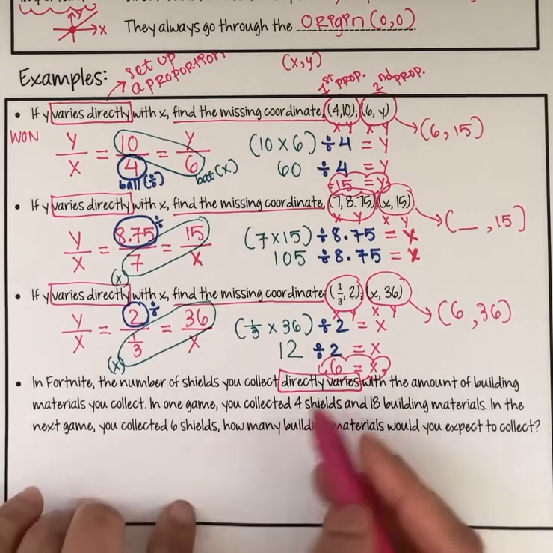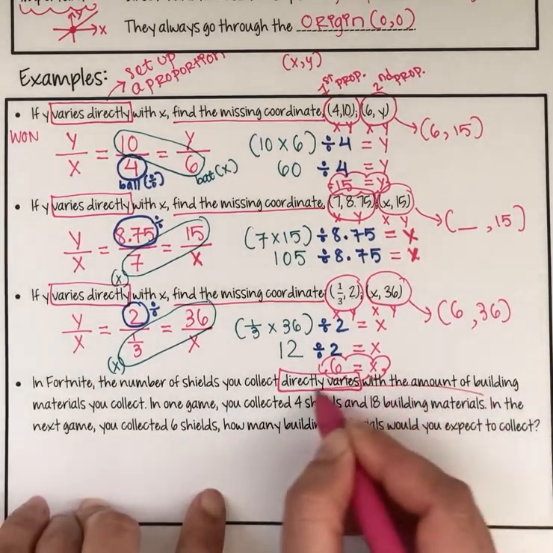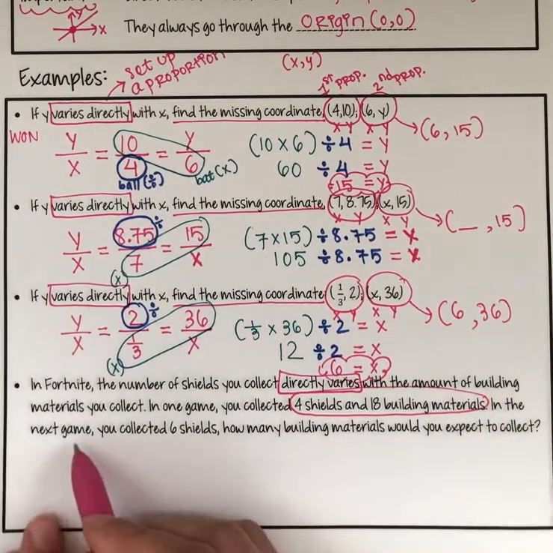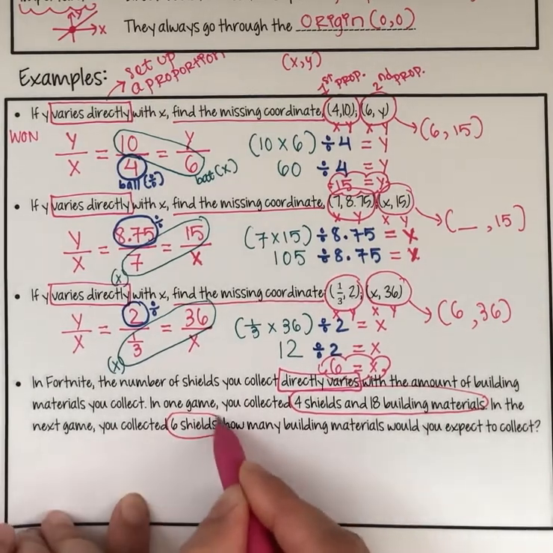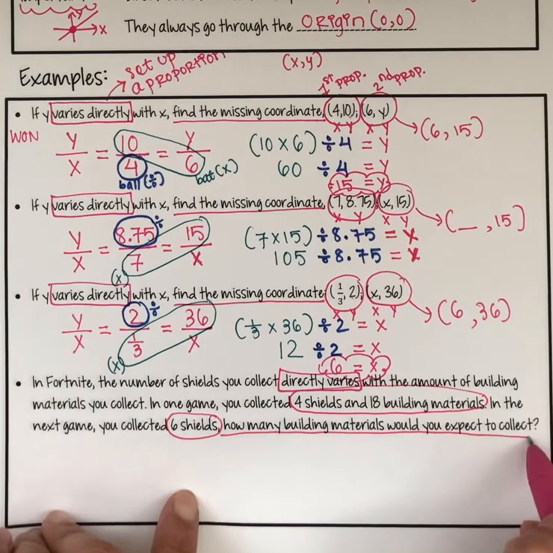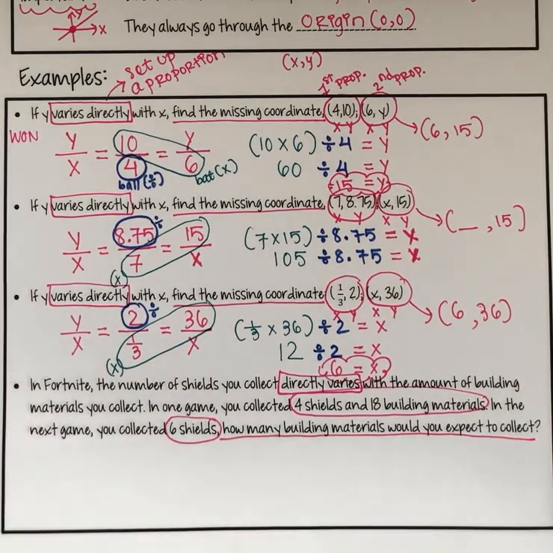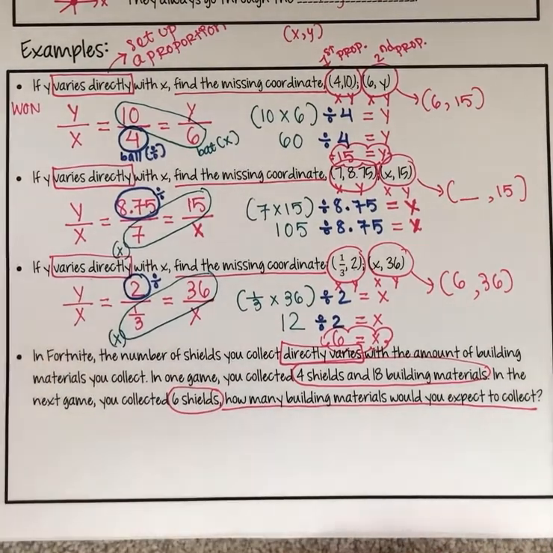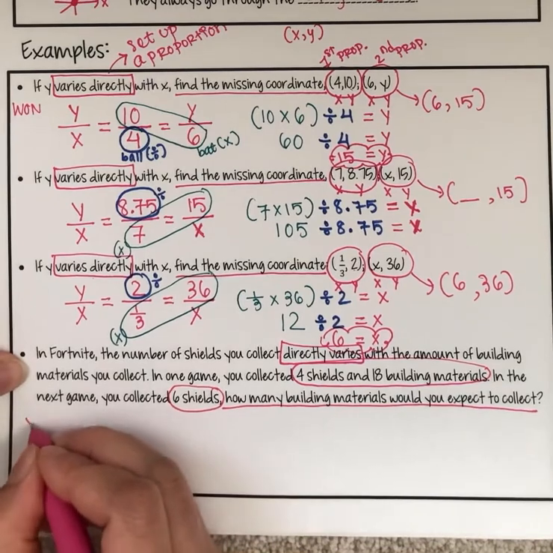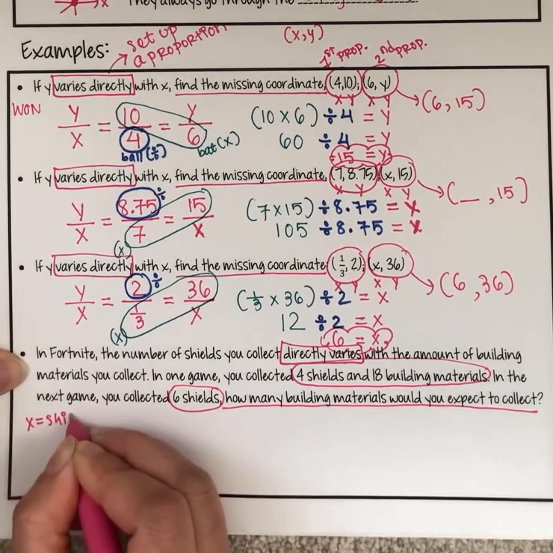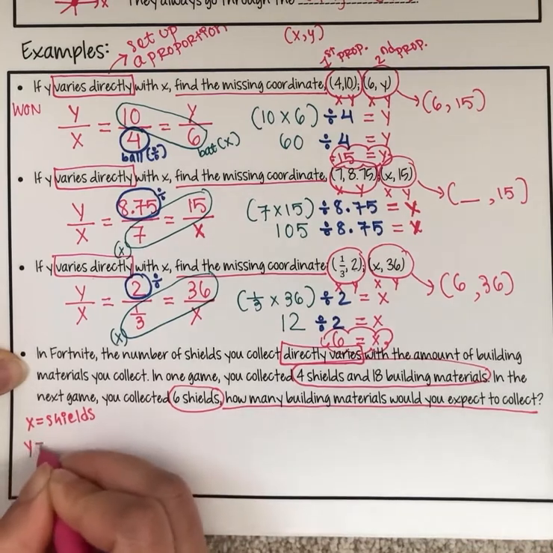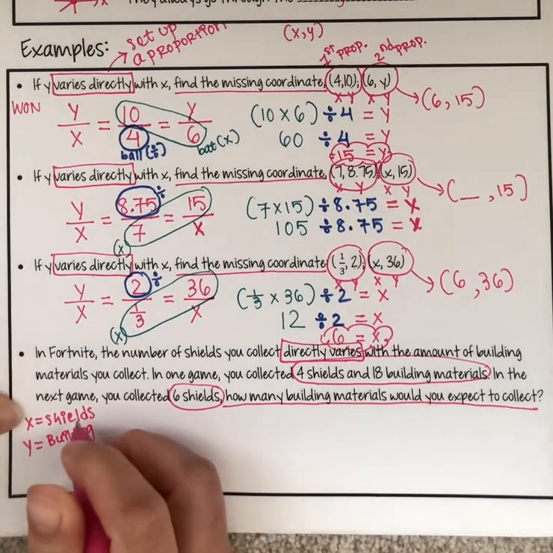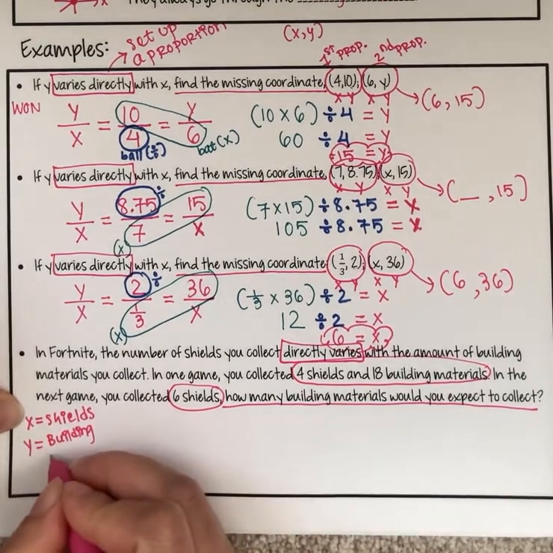Okay, in one game you collected 4 shields and 18 building materials. Now this is important. Okay, 4 shields and 18 building materials. In the next game you collected 6 shields. How many building materials would you expect to collect with 6 shields? Okay, so that's our question. Now let's go ahead and set up our proportion. Well, first of all, we need to know what our x and y are. So we're going to make the number of shields our x value, and then the y is the number of building materials, because it says number of shields varies directly with the building materials.